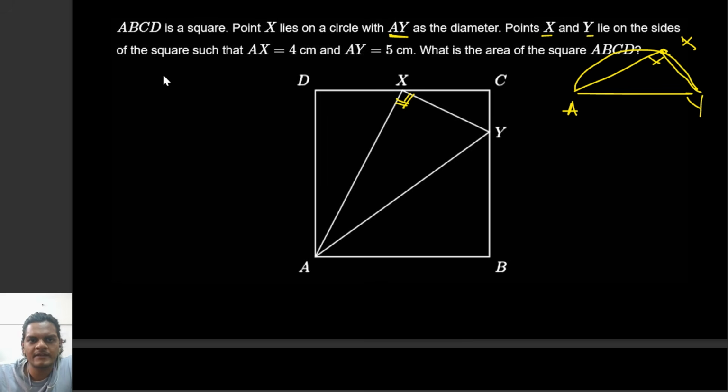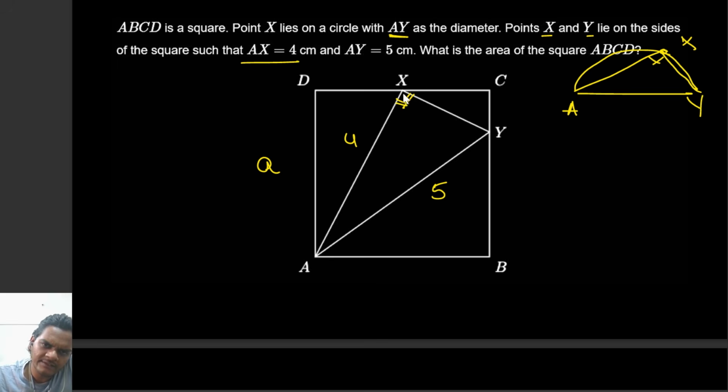Points X and Y lie on the sides. AX is equal to 4. AY is equal to 5. What is the area of the square? Again, pause the video, try it for yourself. I hope you had done that before my saying it. Let's say the side length of AD is A. The square side is A.